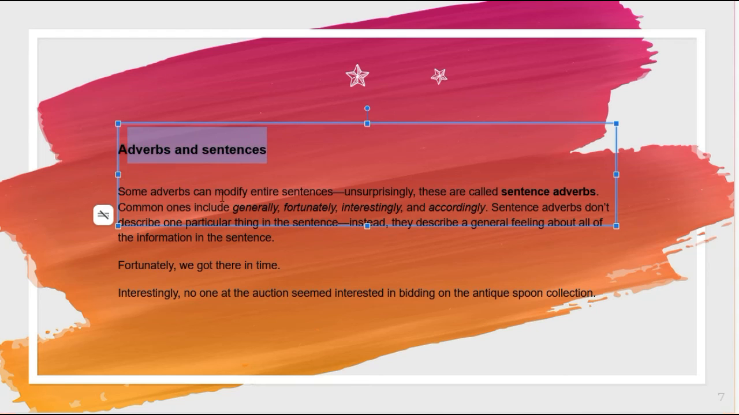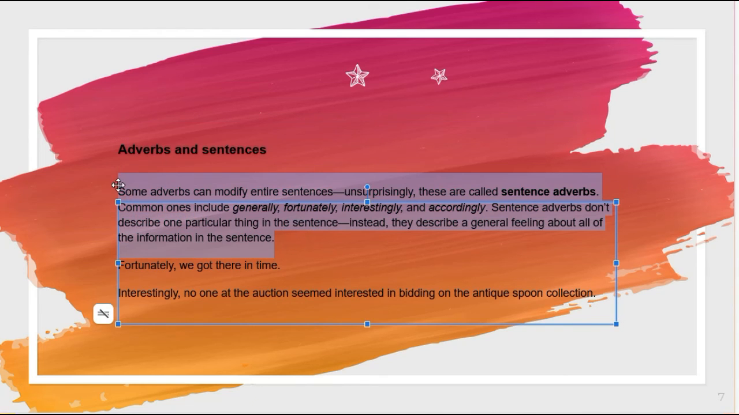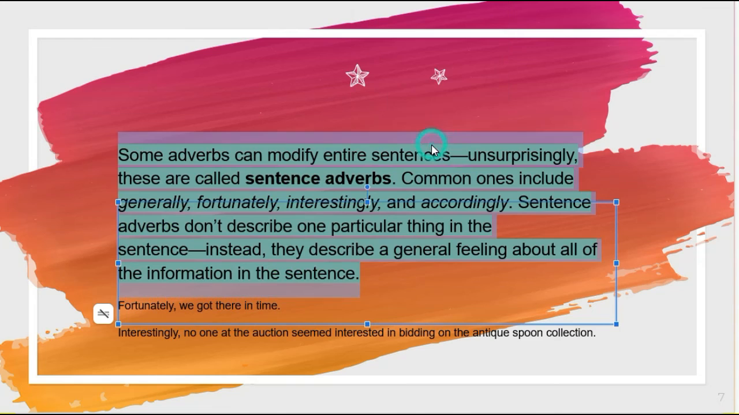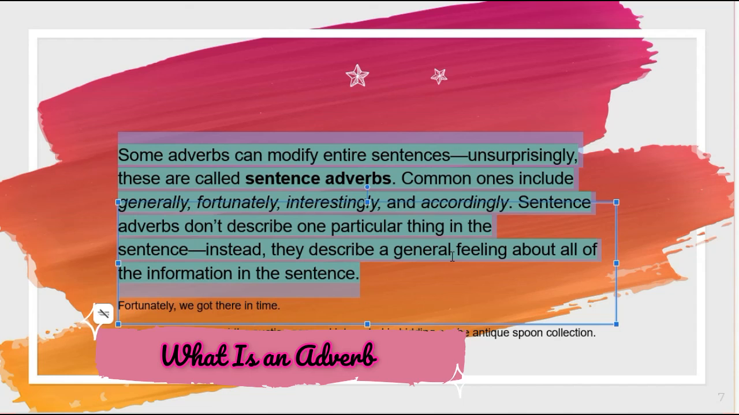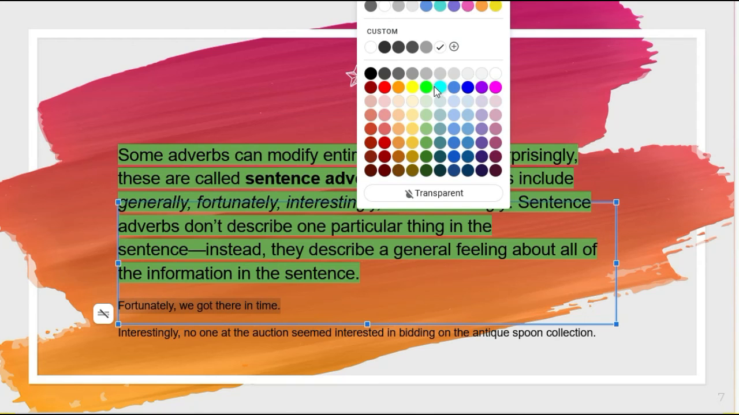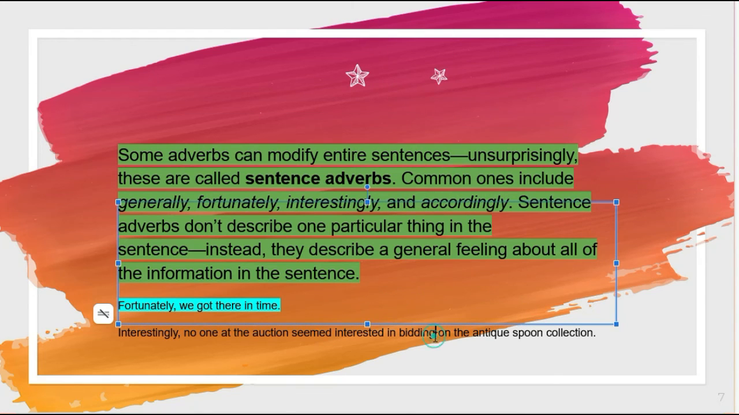Adverbs and sentences. Some adverbs can modify an entire sentence. Yes, this is happening all the time. Common ones include generally, fortunately, interestingly, and accordingly. Sentence adverbs don't describe one particular thing in the sentence. Instead, they describe a general feeling about all the information in a sentence. So, fortunately, we got here in time. So basically, the way we are discussing is the important thing.